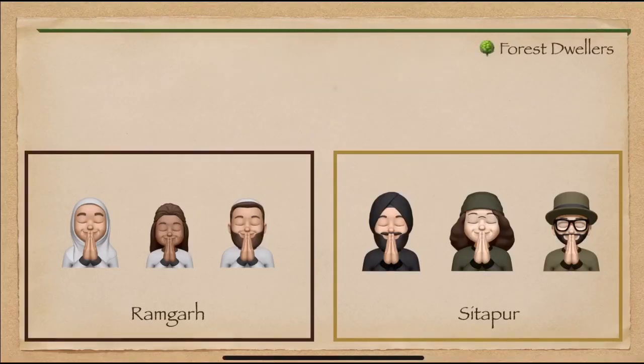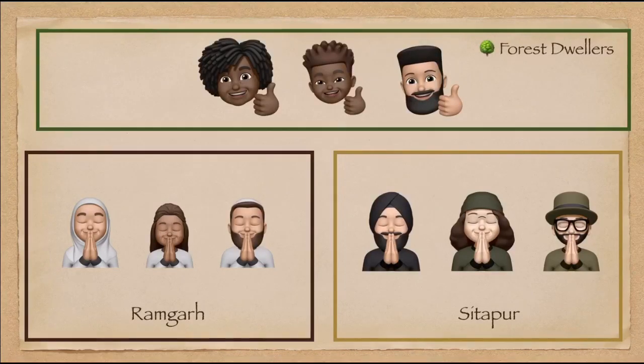Similarly, let's consider forest dwellers. Forest dwellers are people who live in forests. So, forest dwellers were foreigners for city dwellers like people of Ramgarh and Sitapur. And people of Ramgarh and Sitapur were foreigners for forest dwellers. Okay? I hope I am clear.